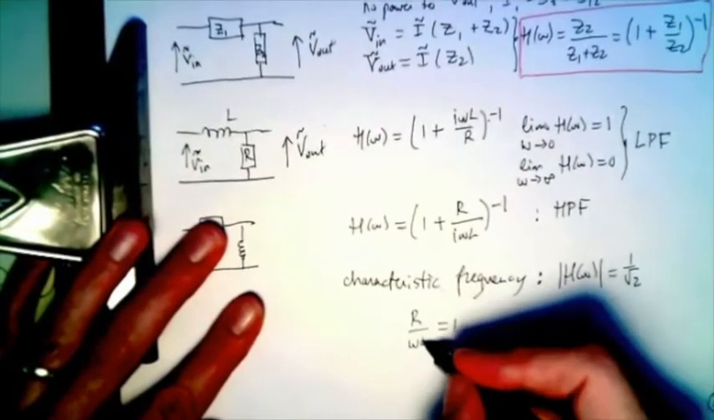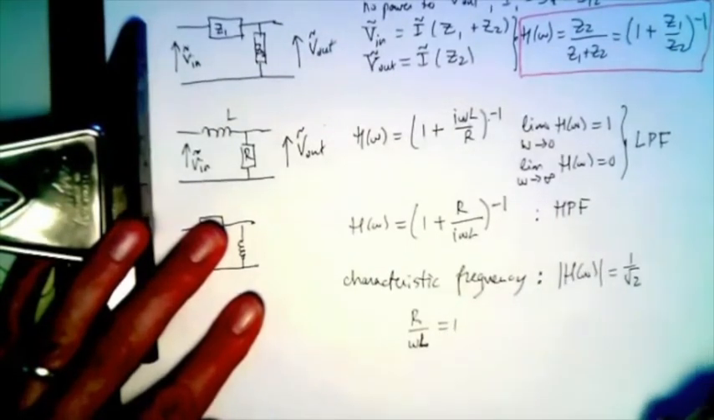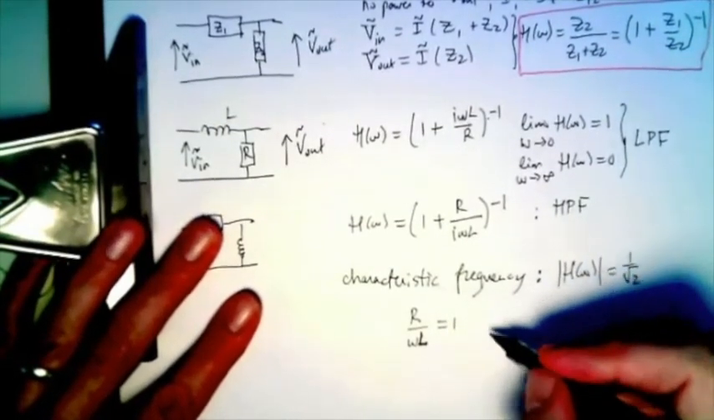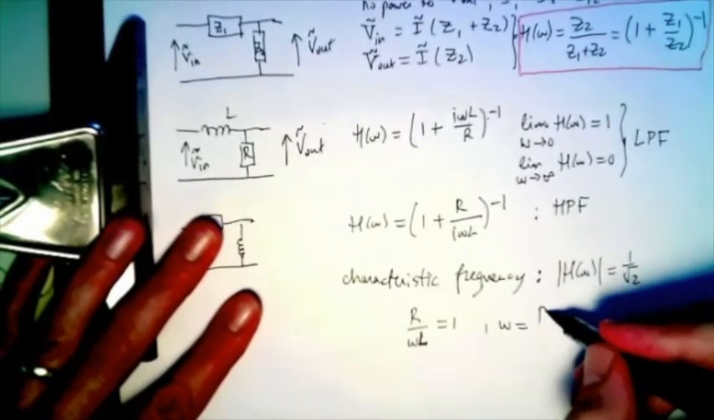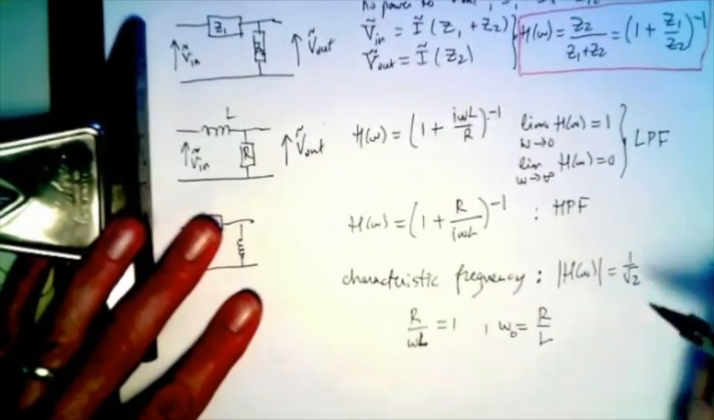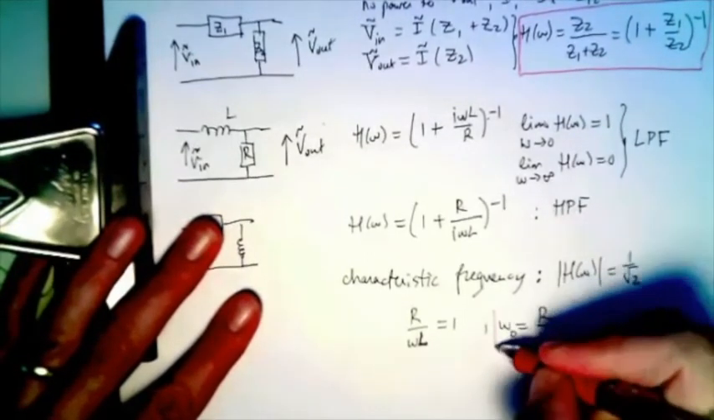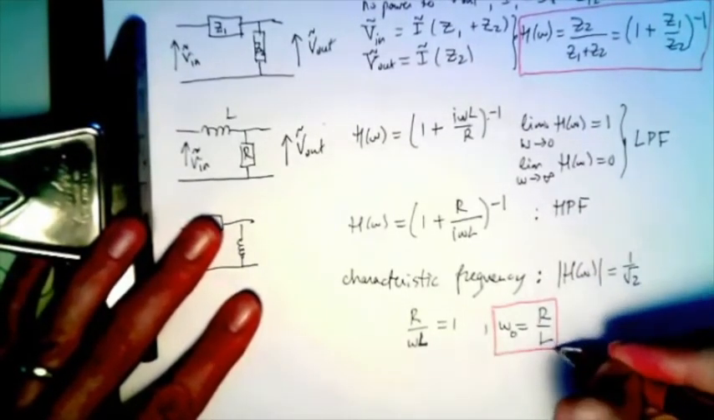Let me draw this as an actual L. And therefore, omega is R over L. That's for an RL filter.